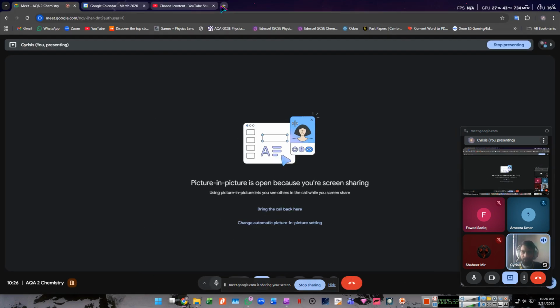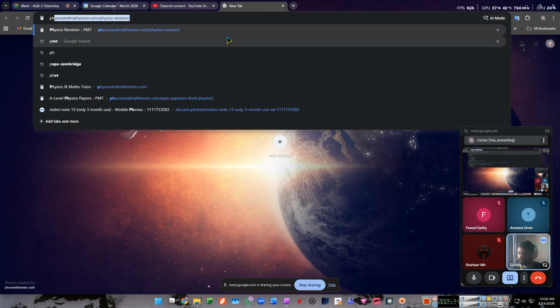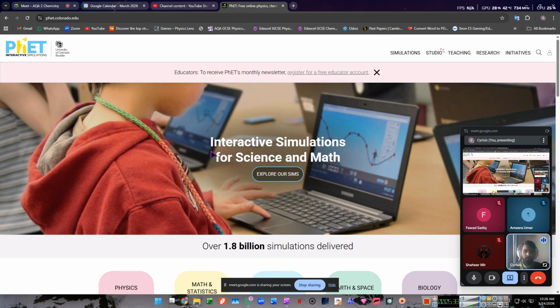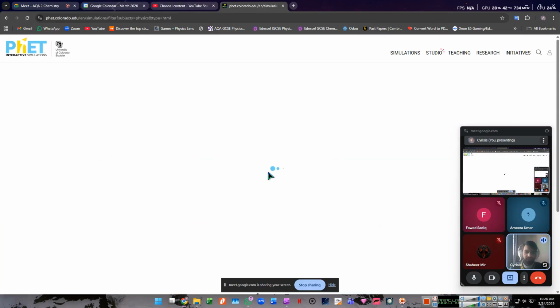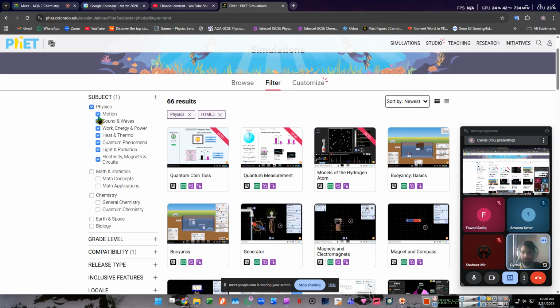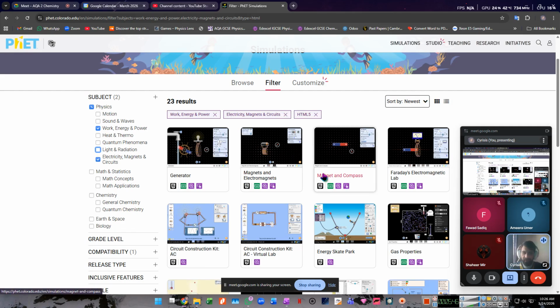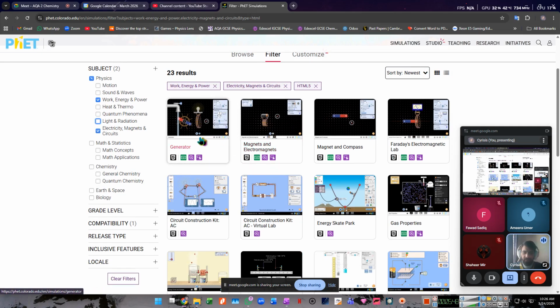For this, we can go to the PhET simulation, and we can have a look over there at one of those simulations, right? That's called Faraday's law, right? So motion, sound waves, heat, electrical, right? So this is Faraday's law, right? A generator, how does a generator work, right?